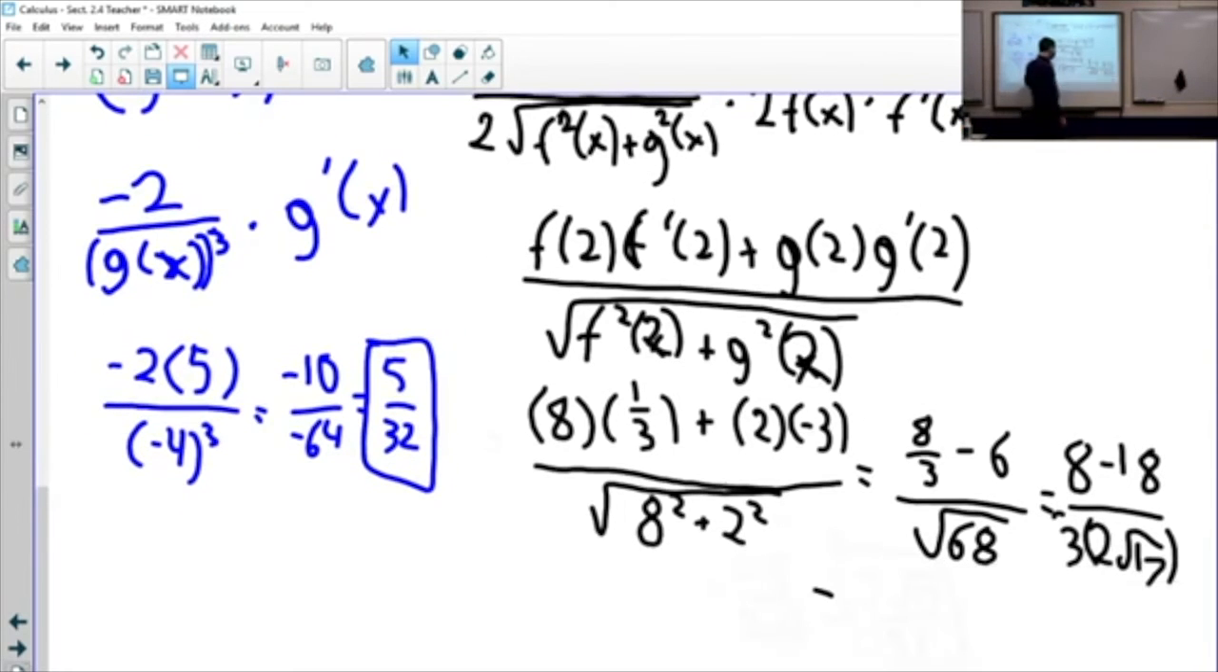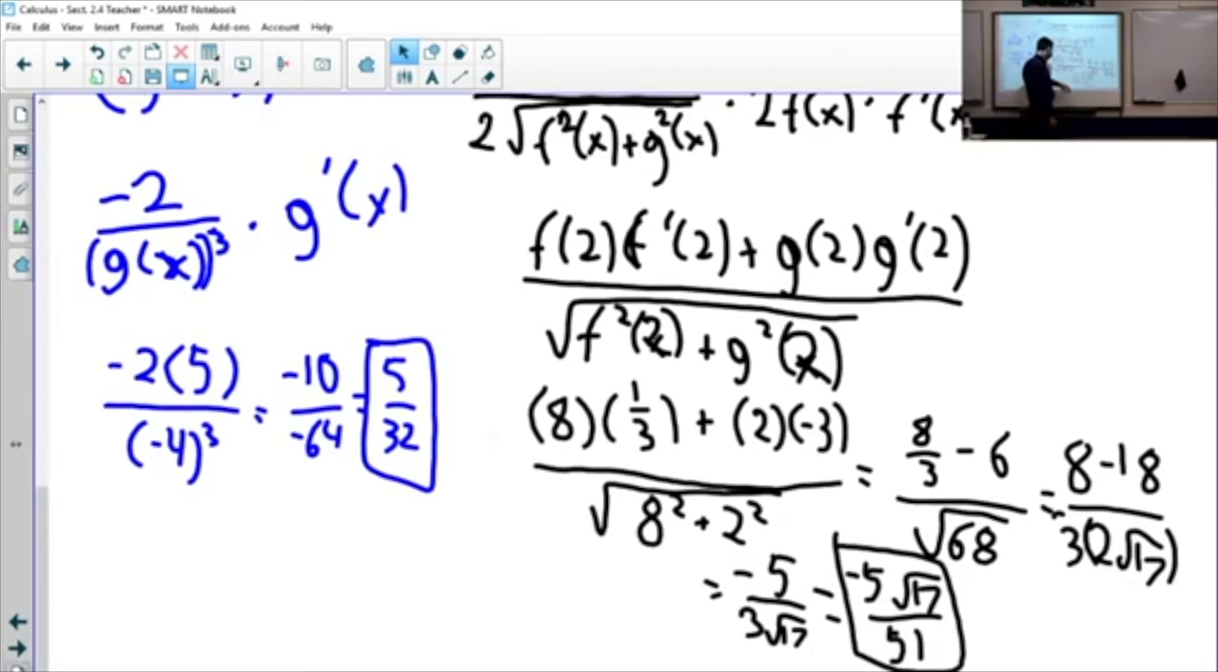And we're just doing some simplifying of the square root here. If you get down to the final simplifying, that's going to be negative 5 square root of 17 over 51. That would be simplifying so the square root's not on the bottom anymore.